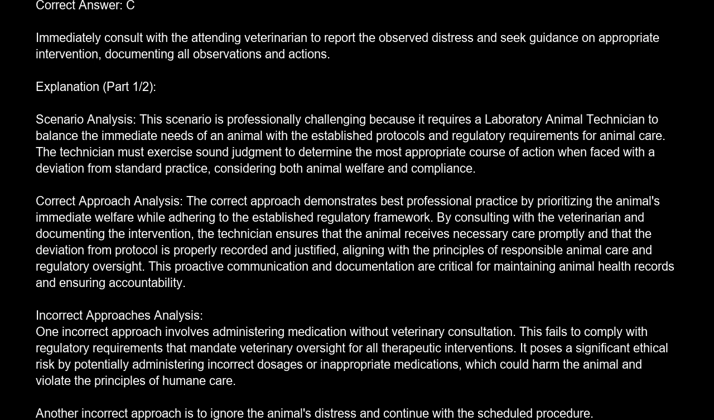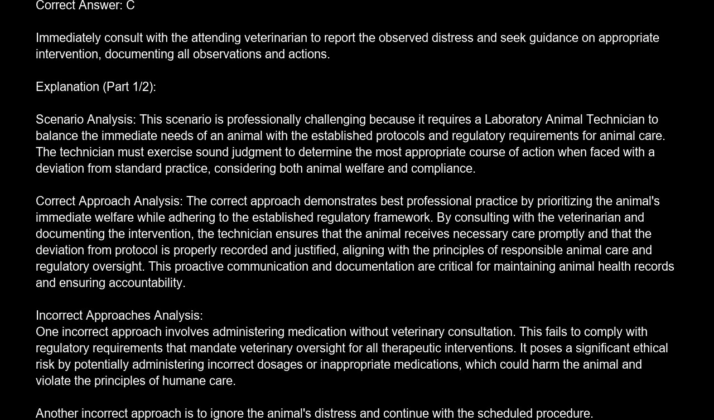Explanation. Scenario analysis. This scenario is professionally challenging because it requires a laboratory animal technician to balance the immediate needs of an animal with the established protocols and regulatory requirements for animal care. The technician must exercise sound judgment to determine the most appropriate course of action when faced with a deviation from standard practice, considering both animal welfare and compliance.